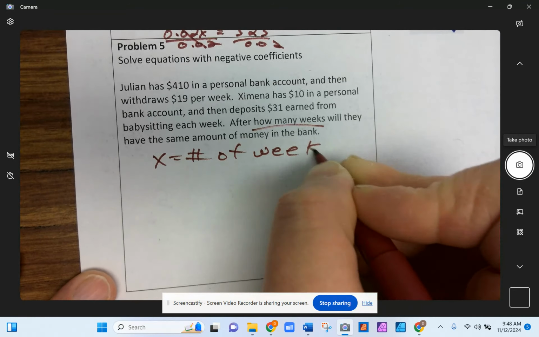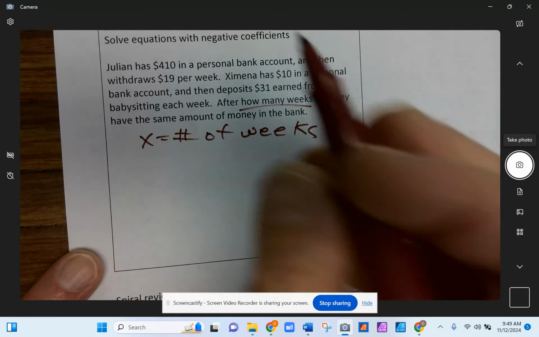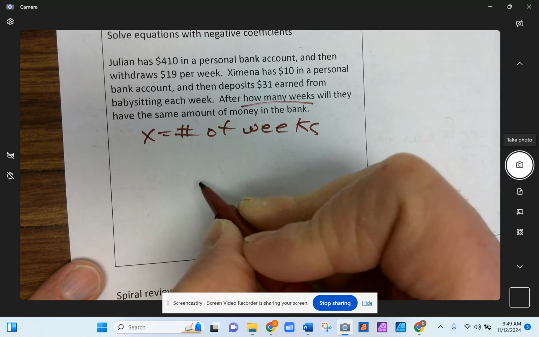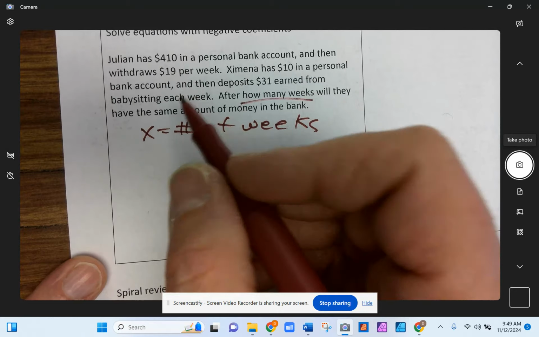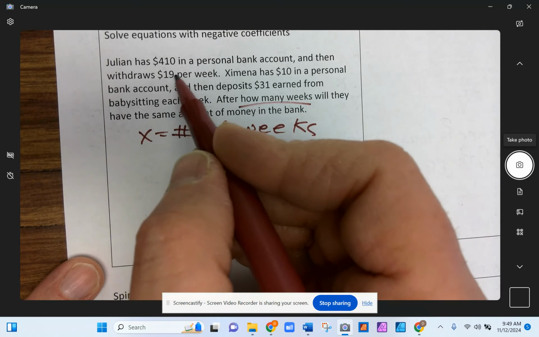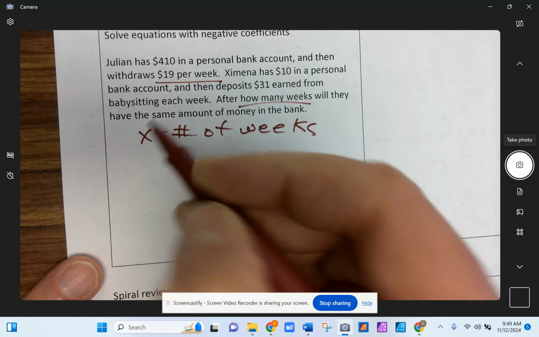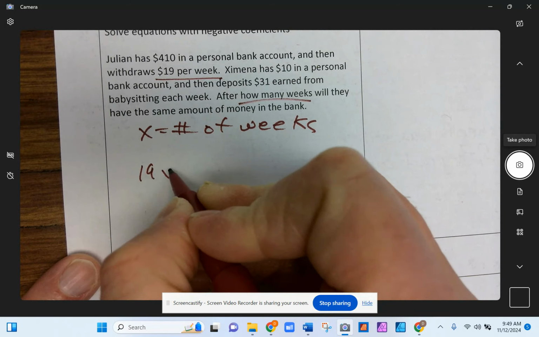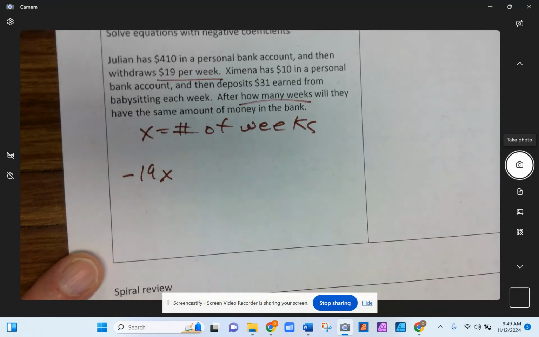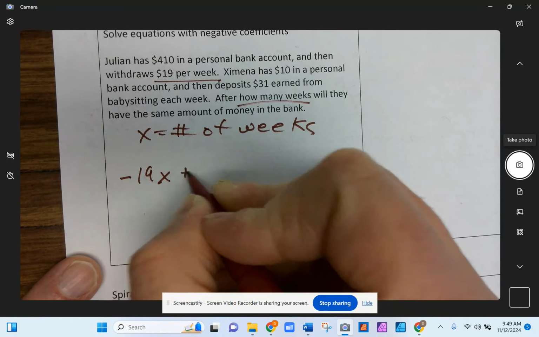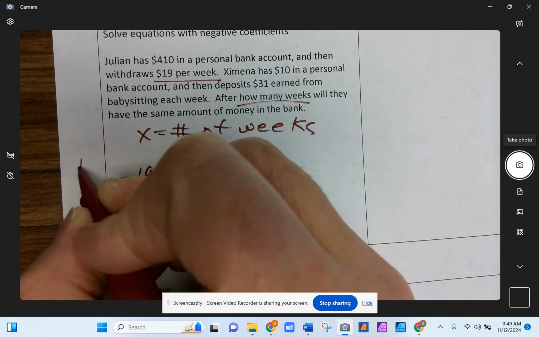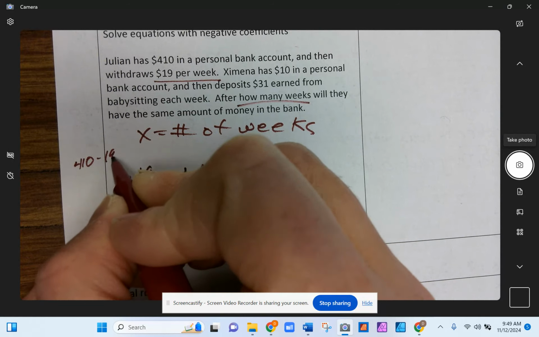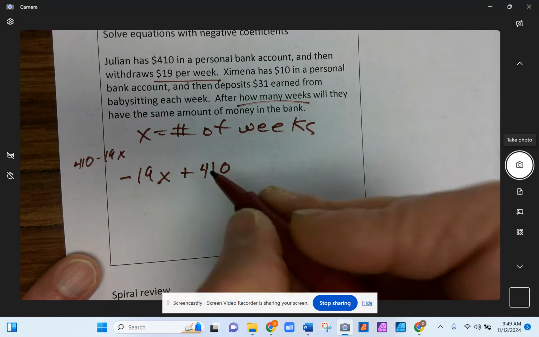You can call it W or whatever, it really doesn't matter. So Julian starts with 410. And he's withdrawing, which means he's taking that out. So it's 19 per week. That per week matches with that X, right? So it's 19X. But since he's withdrawing, he's taking it out, and he starts with that 410. You could also write this as 410 minus 19X. Kind of really either way.